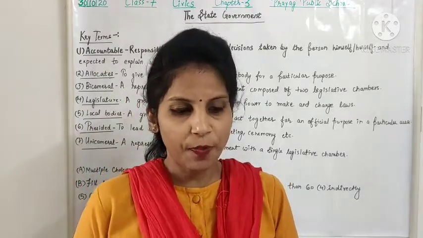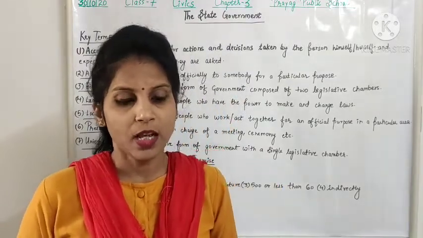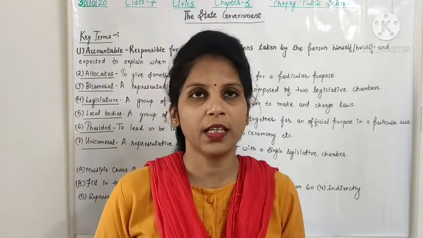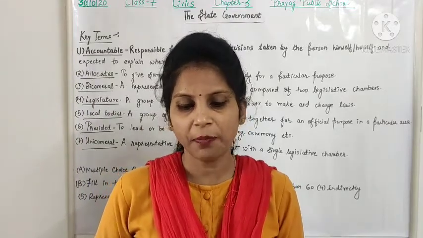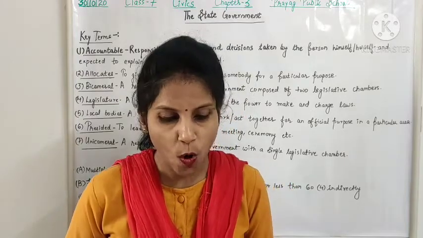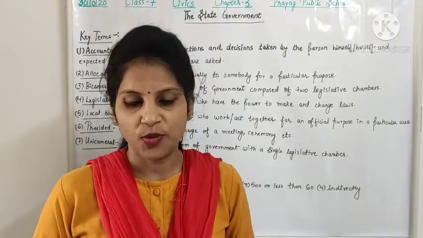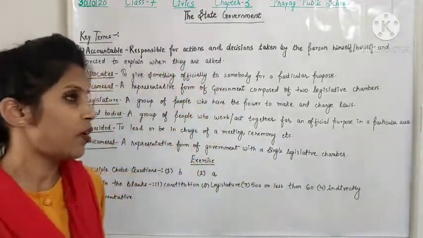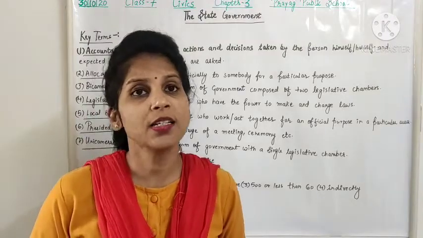Children, open your page number 232 and question number A is multiple choice questions. Tick the correct options. The first one, the procedure of making and passing a law is called option A, execution, option B, legislation, and option C, judicial. So the right answer is option B, that is legislation.